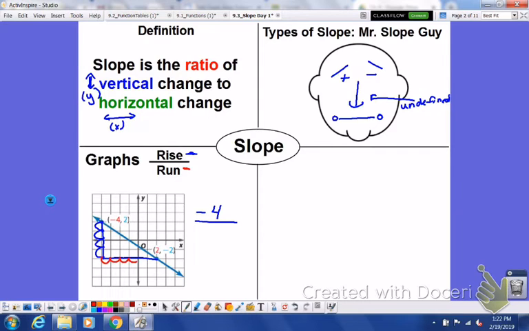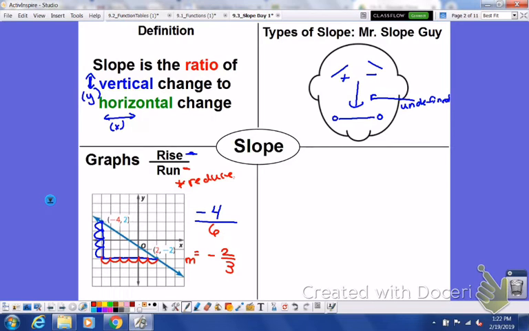1, 2, 3, 4, 5, 6. So positive 6. Again, always reduce. So that gives us a negative 2/3. So m equals, m we use for slope, so m equals negative 2/3. Your negative can be numerator, denominator, or out front. As long as you only have one negative, it does not matter. And just put a little star here. Make sure you always reduce.